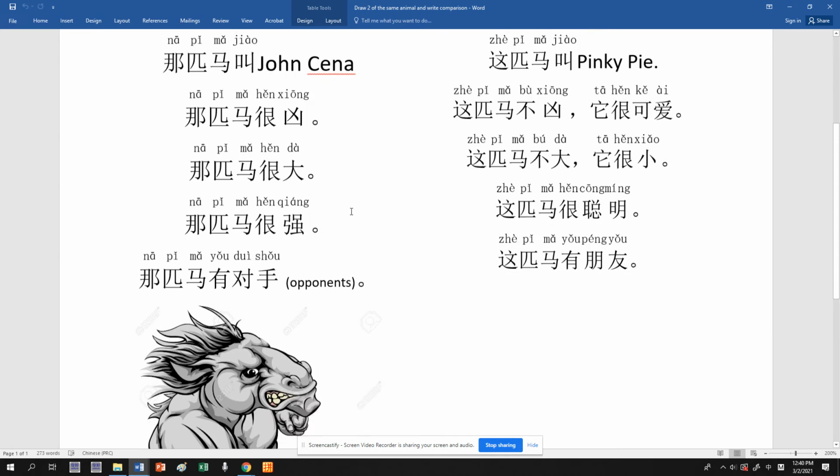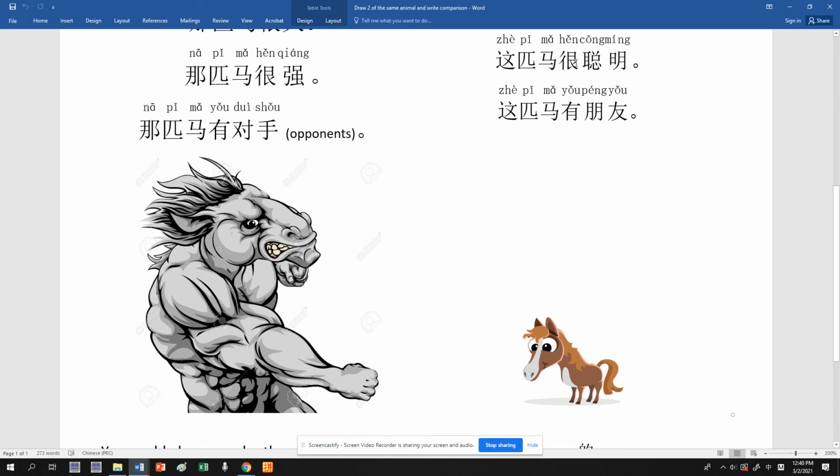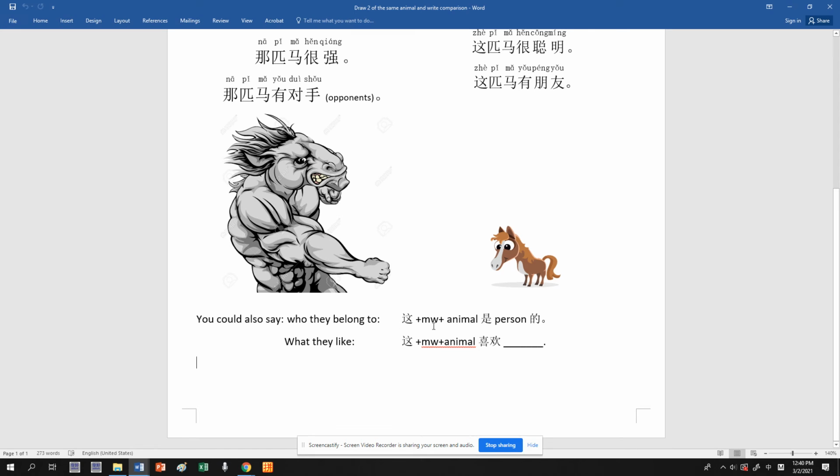They're usually non-gendered. 那匹马很大，这匹马不大，它很小。那匹马很强, this means strong. 这匹马很聪明, this horse is smart. 那匹马有对手, it has opponents. 这匹马有朋友. So, in addition to making sentences with 很 adjectives, you could also write about what they have, or you could also say who they belong to. 这 measure word animal 是 person 的 if they're an animal that can be possessed, or what they like. 这 measure word animal 喜欢 blank. And the word for like is, the characters are there. 喜欢 is the pinyin.